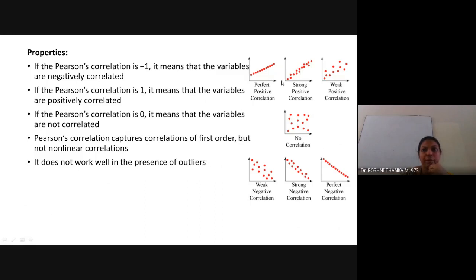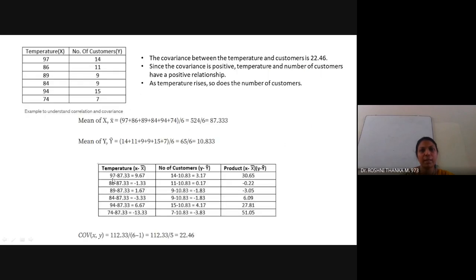I have already told you what positive correlation and negative correlation are. If the Pearson's correlation value you get is -1, then you can say it is negatively correlated. Whenever you get a value of 1, we can say it is positively correlated. And if you get a value of 0, then there is no correlation. So this is how we can conclude with this Pearson's value. Let us take an example and work through it.